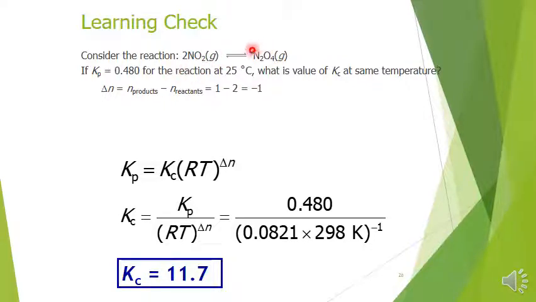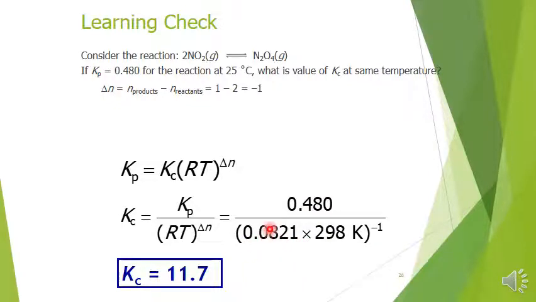So if you look at this reaction, the product, there's only one, so the ratio is 2 to 1 moles. So there's only 1 mole of product for every 2 moles of reactant. So the change in n is going to be 1 minus 2, or minus 1. So we're going to end up putting the minus 1 over here. And what we want to do is solve for Kc. So rearrange the equation for Kc. And we get Kc is equal to Kp over RT raised to the minus 1 power. 0.48 is what we're given.